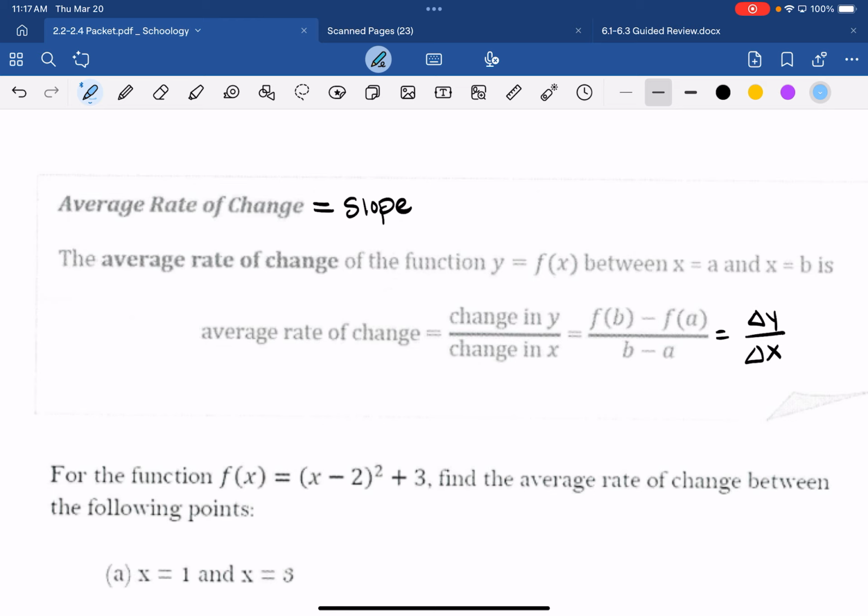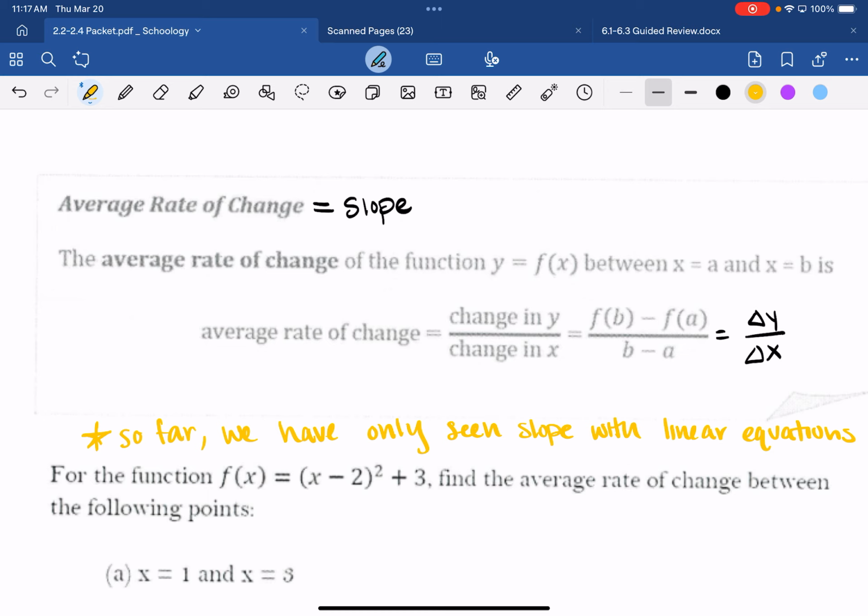Now, this is where calculus is going to come into play a little bit today. We've really only talked about slope when it comes to linear equations so far. So far, we have only seen slope with linear equations. No, you don't have to write that. But so far, we've only seen slope with linear equations. Today, we're going to start talking about average rate of change or slope with nonlinear equations.